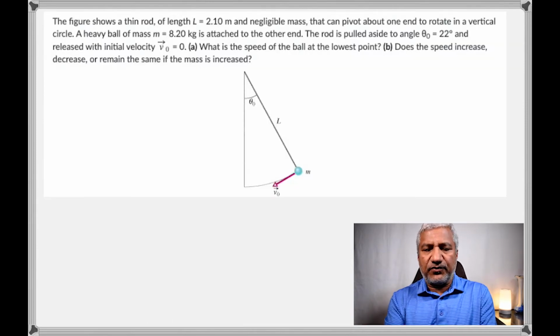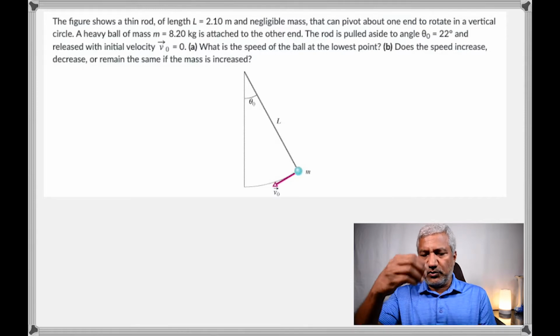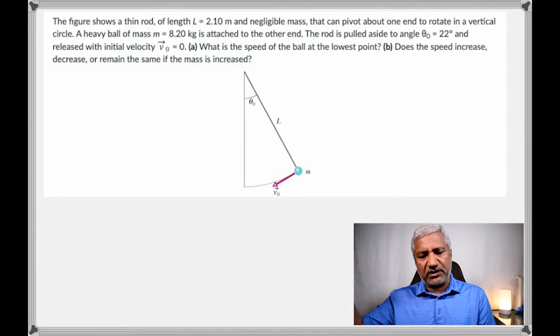So here is our first problem. In this question, it says, the figure shows a thin rod of length 2.10 meters and negligible mass that can pivot about one end to rotate in a vertical circle. So it's a rod which can rotate in a vertical circle. A heavy ball of mass 8.20 kilograms is attached to the other end, and the rod is pulled aside to an angle of 22 degrees and released with an initial velocity 0.